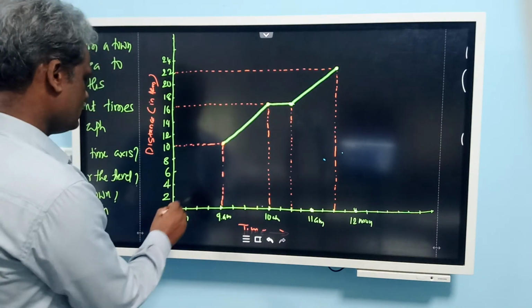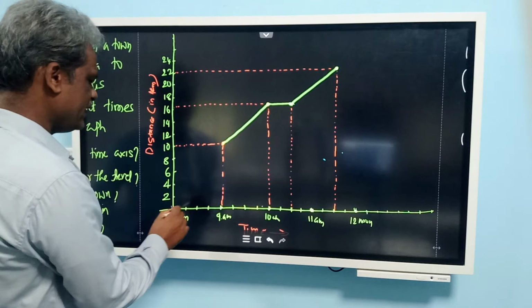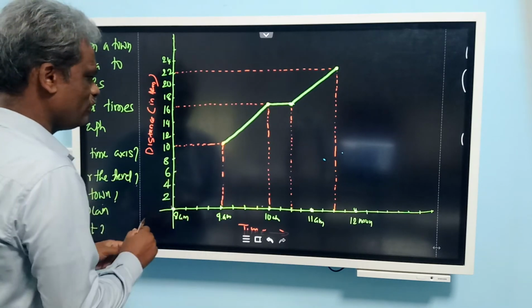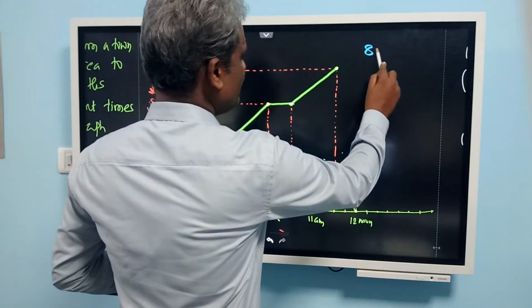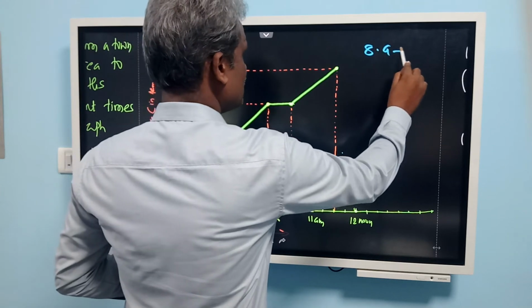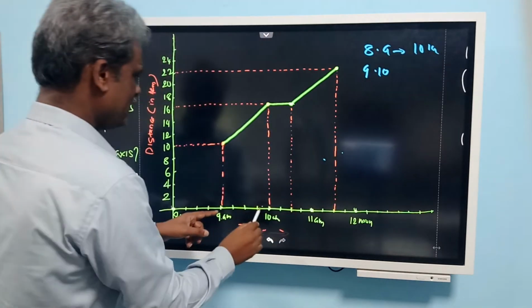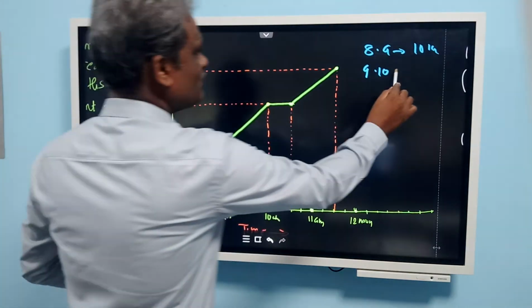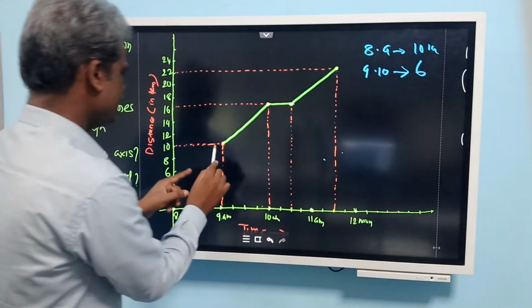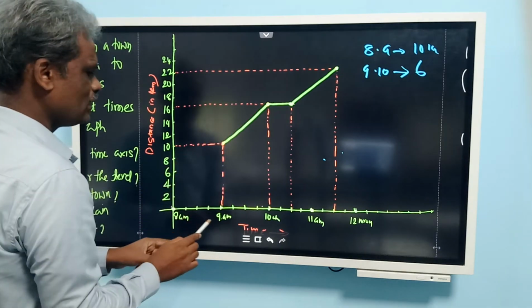You can see here from 8 a.m. to 9 a.m. he has traveled 10 kilometers. So you can see 8 to 9 he has traveled 10 kilometers. Then 9 to 10, 10 to 16, that is only 6 kilometers.